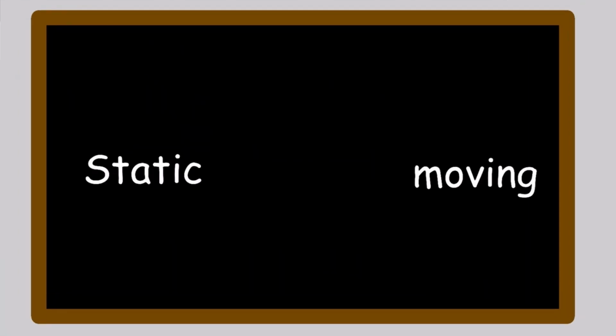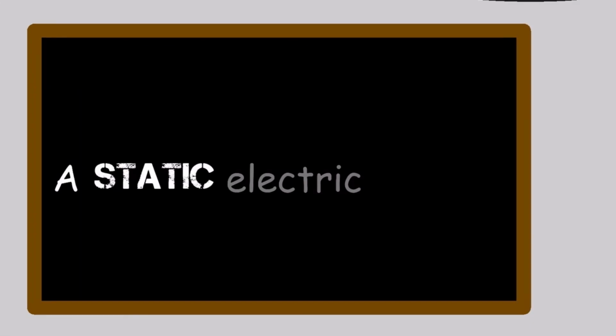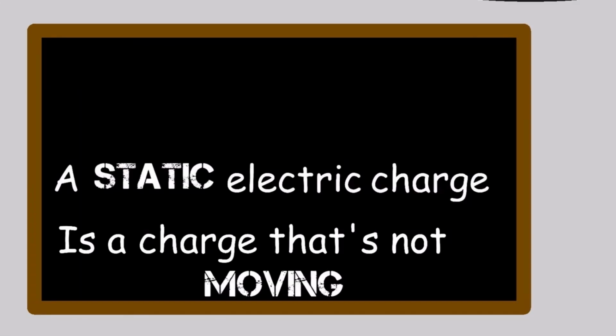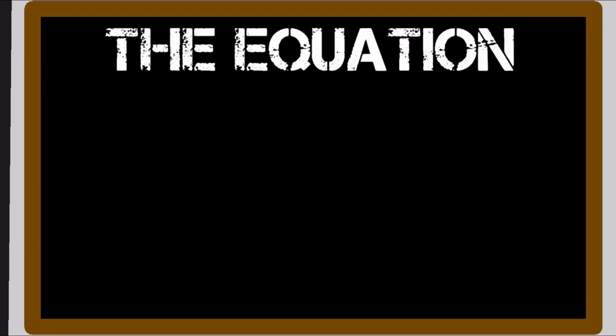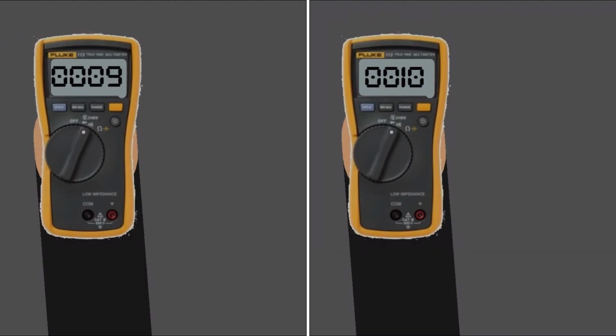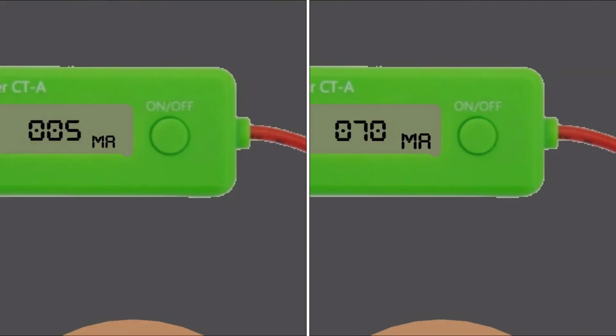We have two types of electricity, static and moving. Static electricity is a charge that's not moving, while moving electricity is when the charge goes through a wire of some sort. The equation for electricity is P equals V times I. And we were able to compute that using two examples from one video.